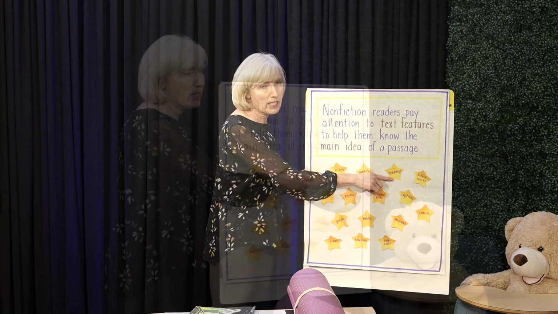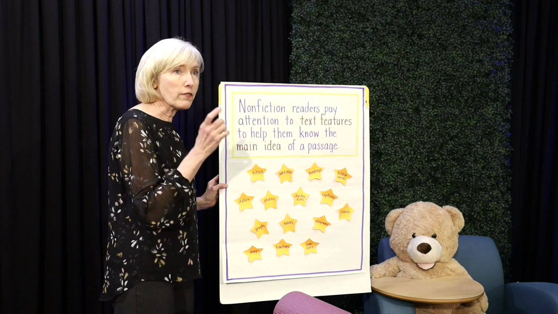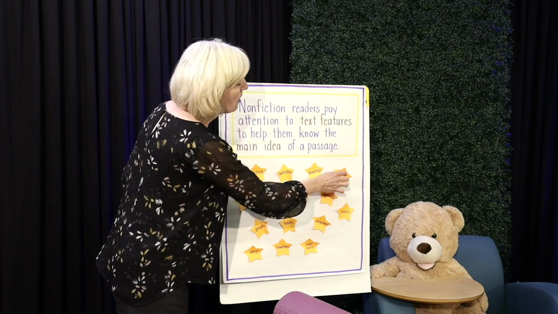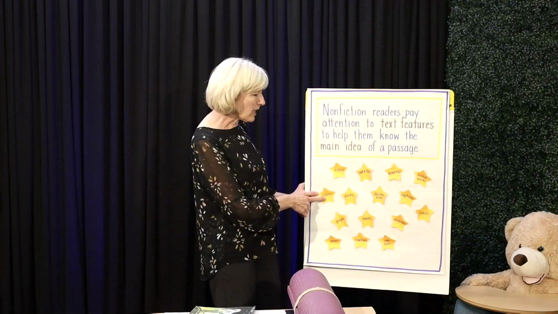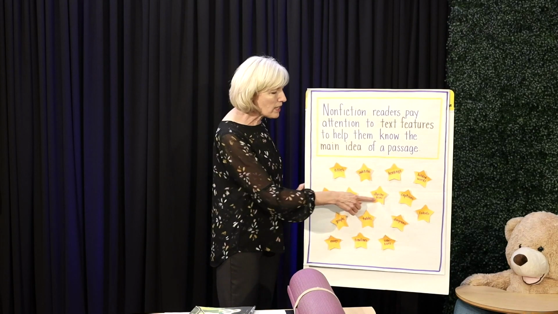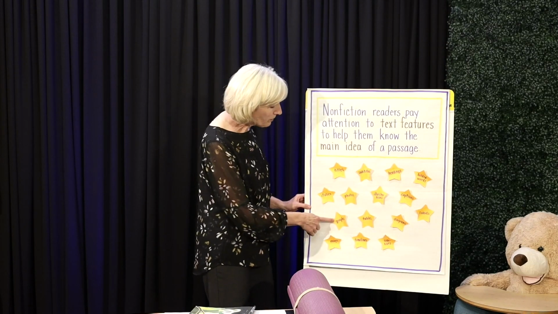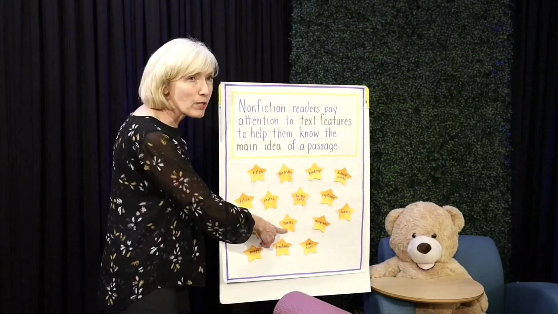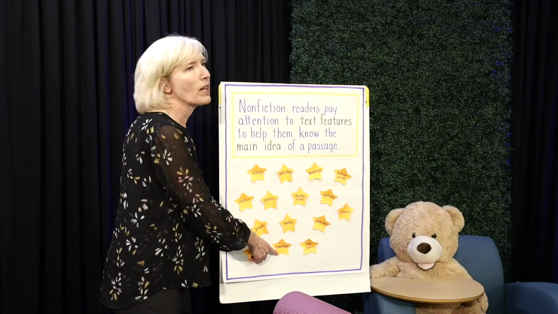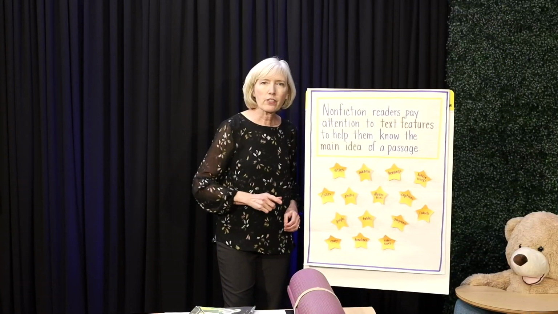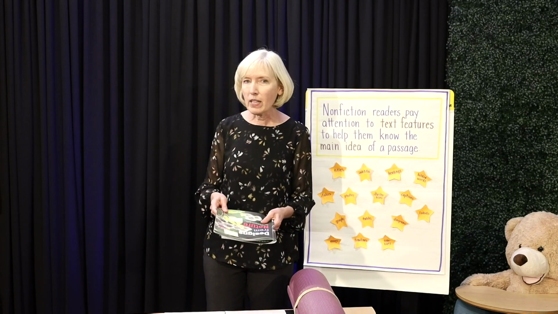There might be headings, which come before a chunk of text. They might be in larger font or a different color to highlight for you what that section is going to be about. There might be bolded words, words in italics. The author might include photos, illustrations with their captions to also help you understand the main idea. There might be graphs, tables with data, diagrams that have labels, even maps, timelines, and sidebars on the side with extra information.